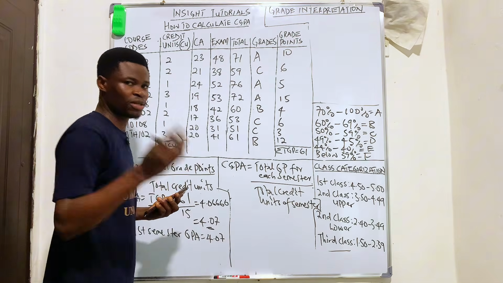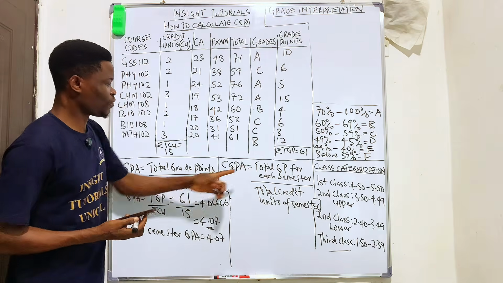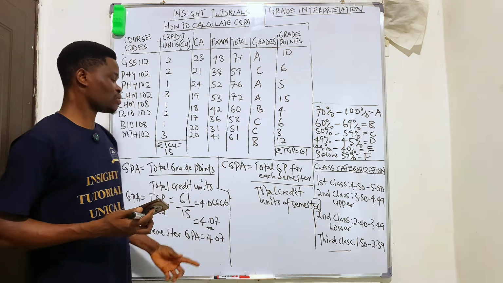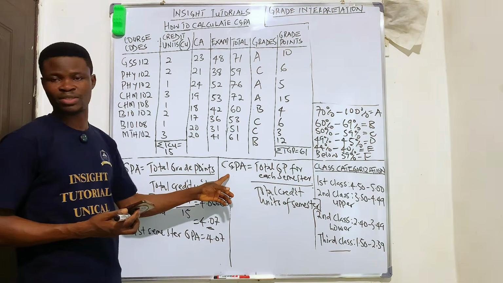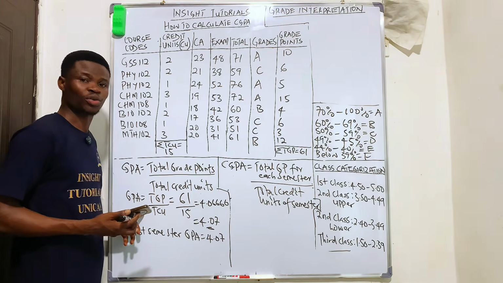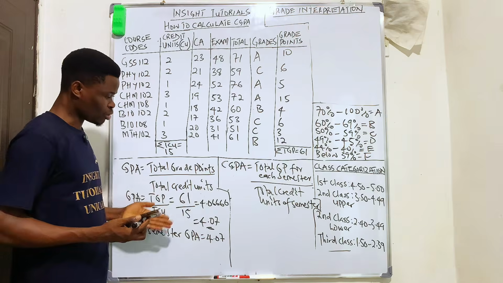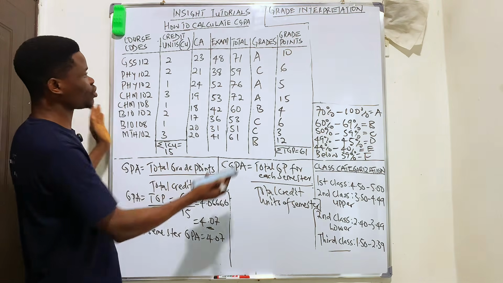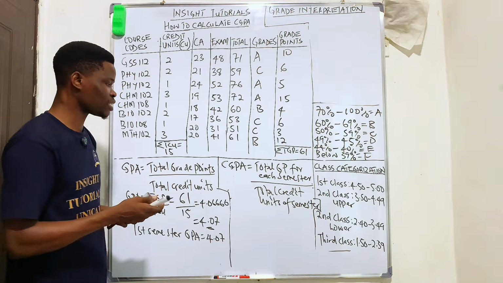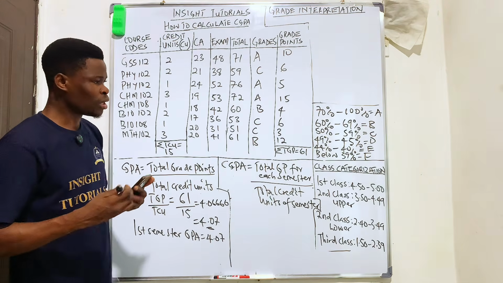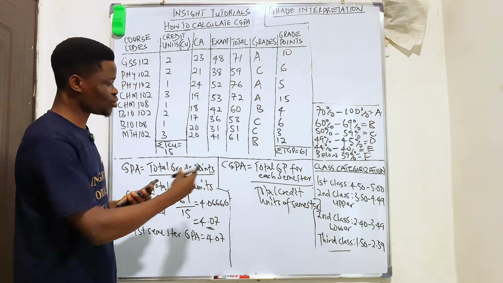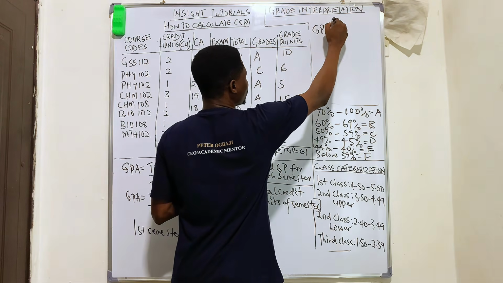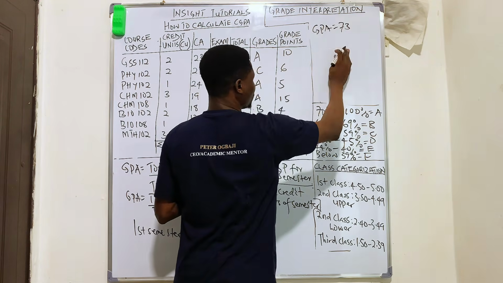Now, what this means is that if it's just for one semester, you don't call that CGPA, you call that GPA. That's your grade point average for one semester. But if you want to get your cumulative grade point average, you need another semester. This is a result sheet of one semester for a particular student. So now we're going to make an assumption. Assuming the next semester, the student's total grade point was, let's say, 73.